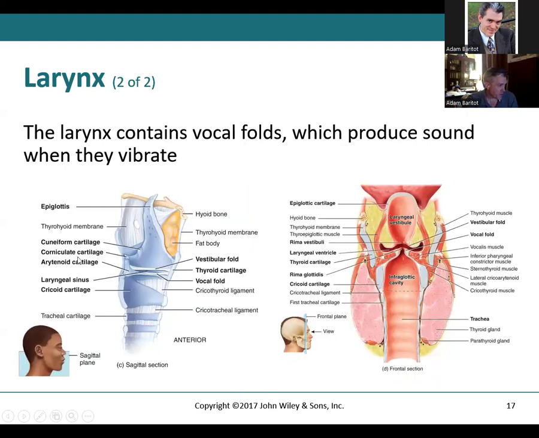Another look. We see multiple different cartilages here. There's our arytenoid cartilage again, and you see how it attaches to our vocal folds. Thyroid cartilage hanging out in front of it, and the vestibular folds, the false vocal cords, resting on top. There's a little aperture between the two called the laryngeal sinus. See that all there.